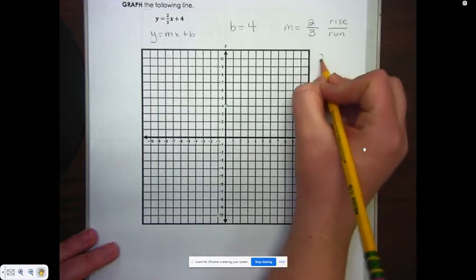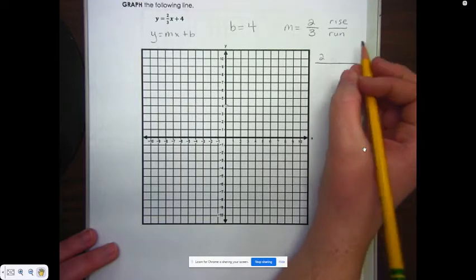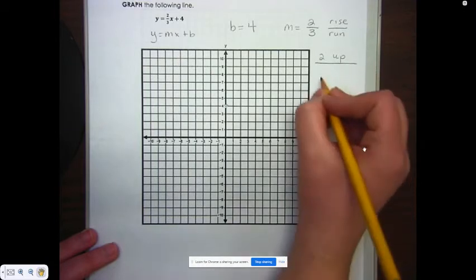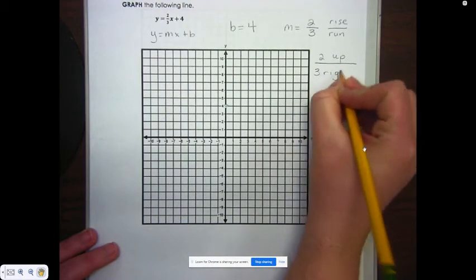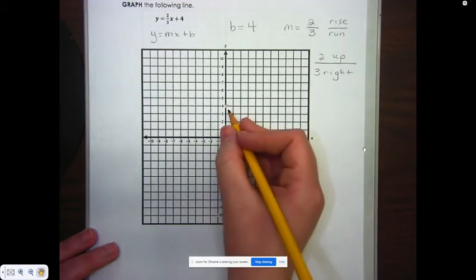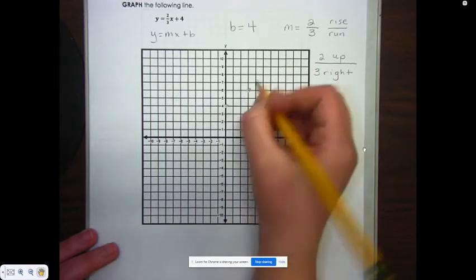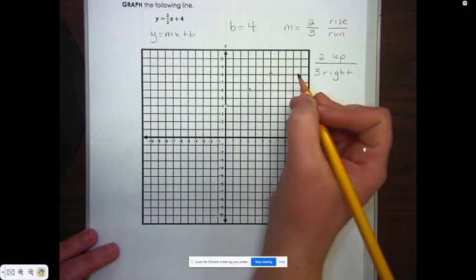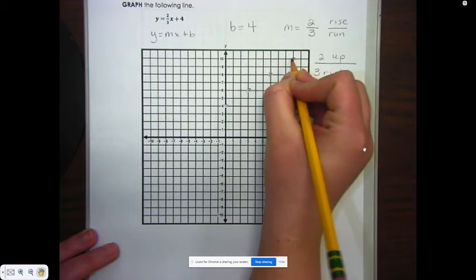I know that the numerator is the rise, so up or down. I have a positive 2, so I'm going to go 2 units up because it's positive. And then for the 3, I'm thinking left or right, but it's positive 3, so that would be 3 to the right. So from my y-intercept, I can go 2 units up and then 3 to the right. And I could do it again, 2 units up, 3 to the right, and I like to do it as many times as I can to fill up my graph.